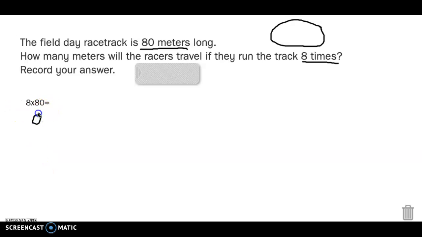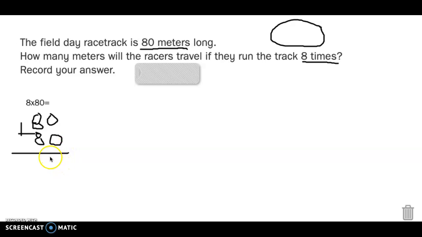I could go 80 plus 80 plus 80 plus 80 plus 80 plus 80 until I added 80 8 times. I could do that. That's going to be a pretty long math problem to write out, but that would definitely work. But I'm going to try to use a different strategy. I'm going to use doubling.